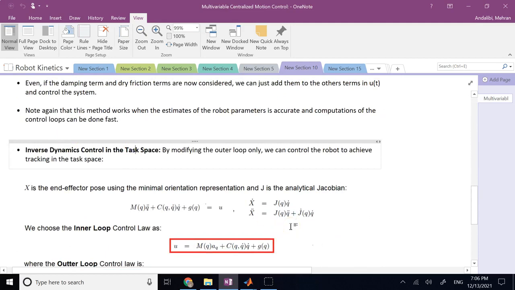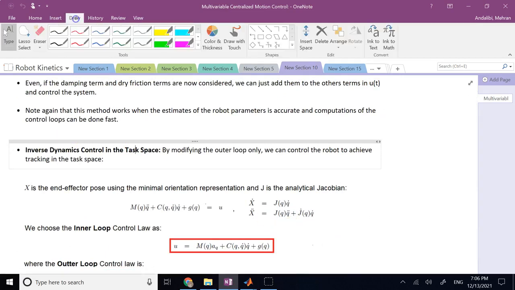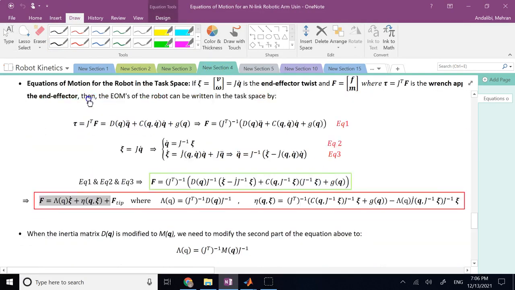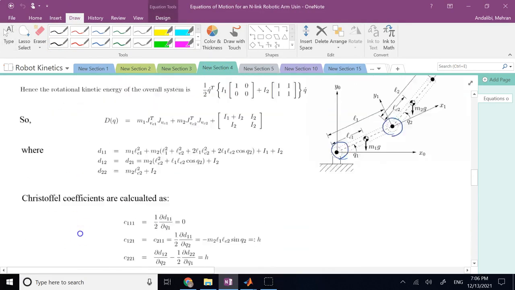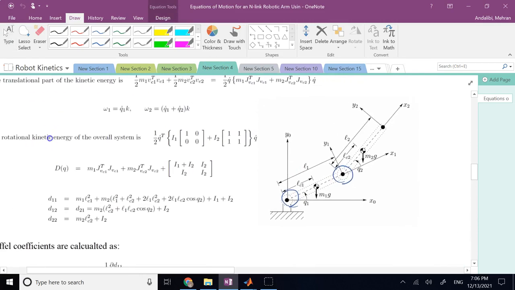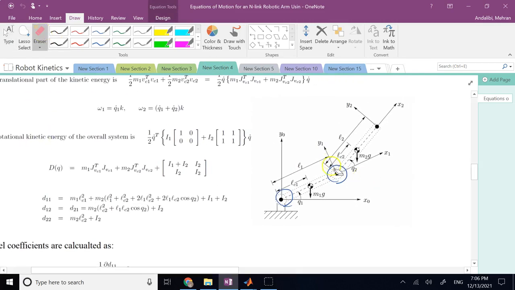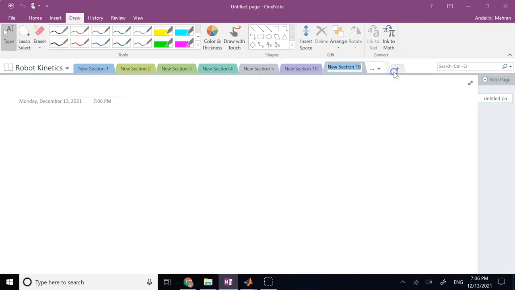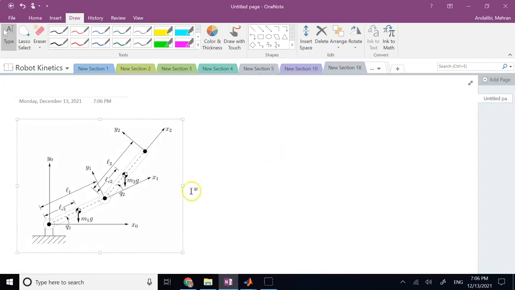So if I give you, let's say, x desired and y desired, and let's say I'm using this 2 degree of freedom planar arm, this is the problem we are going to solve here. This is my robot here. And my goal is I want it to draw a circle for me, the end effector of the robot. So how do I achieve such a goal?